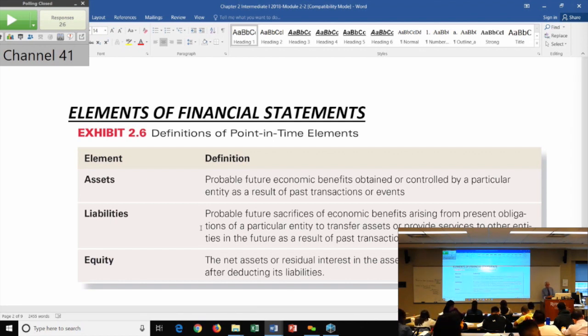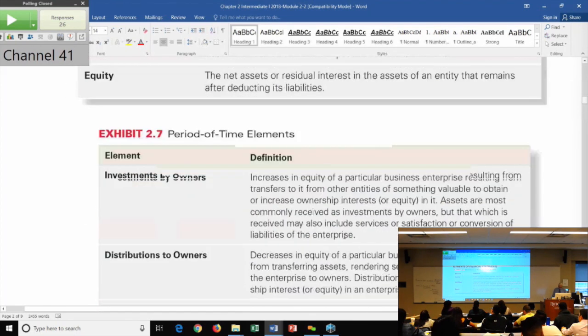Liabilities are probable future sacrifices of these economic benefits that result from a past transaction, or we know that will be settled in the future by sacrificing economic benefits. And equity, of course, are the net assets or the residual interests of the owners. Those are the point-in-time elements.